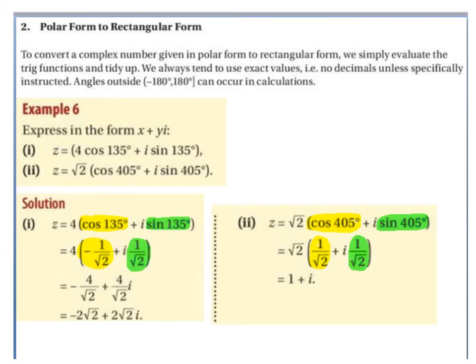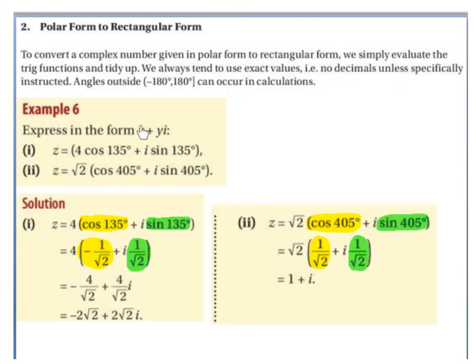Polar form to rectangular form. To convert a complex number given in polar form to rectangular form, we simply evaluate the trig functions and tidy up. So this is much quicker and easier than going from rectangular to polar. We always tend to use exact values, i.e. no decimals unless specifically instructed. Angles outside minus 180 degrees and 180 degrees can occur in calculations.